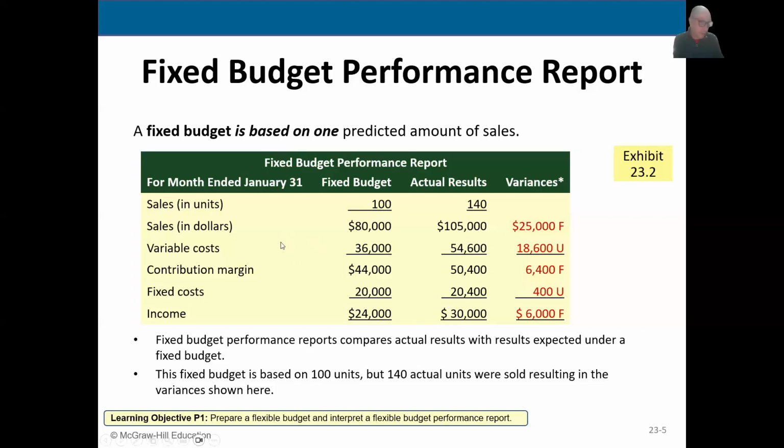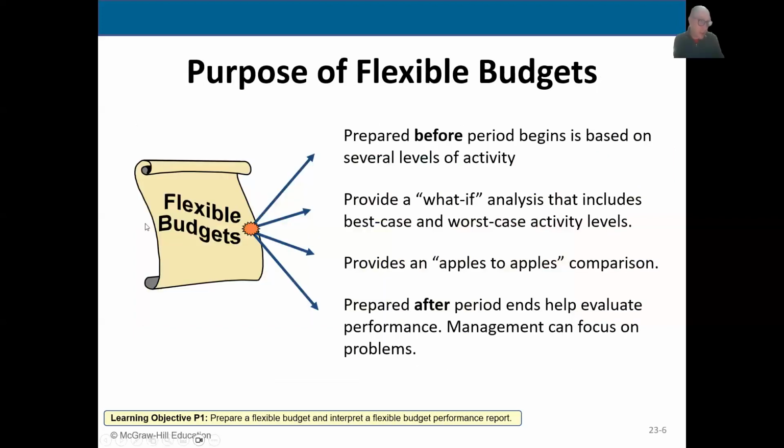Now let's talk about the thing I do like, and that's flexible budgets. Flexible budgets are great because we can make adjustments as time goes forward. We always prepare budgets before the accounting period actually begins. Always. You can't make a budget as you're going through the month. I mean, that doesn't make sense, right?